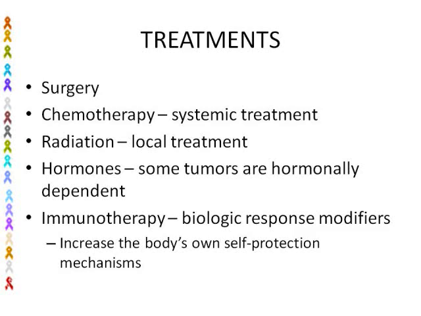We have hormones, because some tumors are hormonally dependent, so we mess with our hormone balance to try and control the cancer. And then we've got immunotherapy, which uses biologic response modifiers. Each individual person has a biologic response. Well, these agents try and change their individual responses, and they try and tell the body to increase their own self-protection mechanisms.